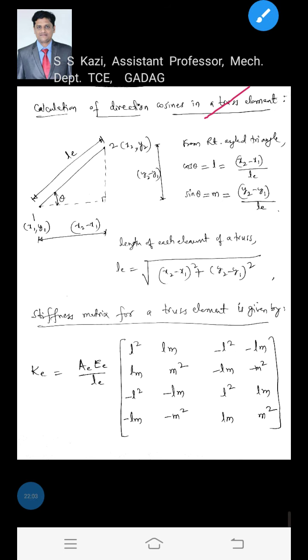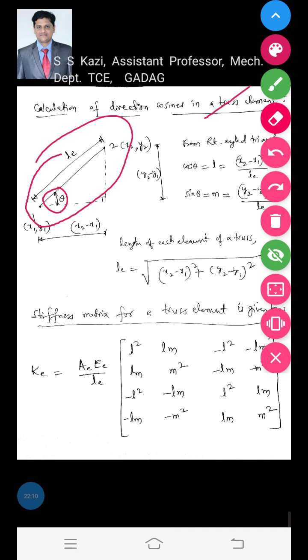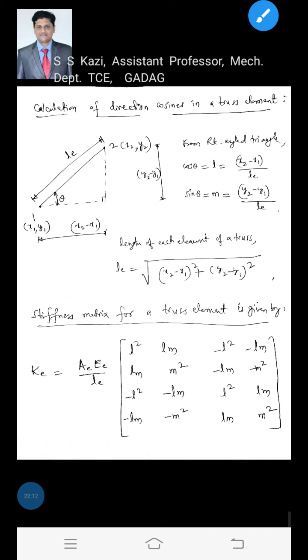For that, I will consider this truss element having two nodes, 1 and 2, which is inclined at an angle theta with the ground. Let us say the coordinate values of node 1 are x1, y1 and of node 2 are x2, y2. What do you mean by this x1, y1? From the origin, node 1 is at a distance x1 in the x direction and a distance y1 in the y direction. Node 2 from the origin is at a distance x2 in the x direction and y2 in the y direction.